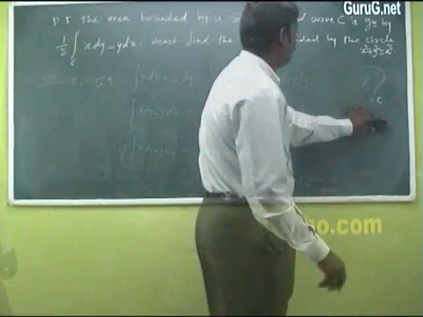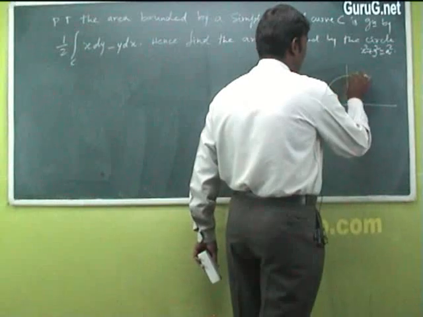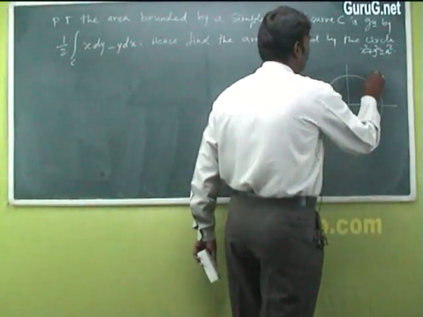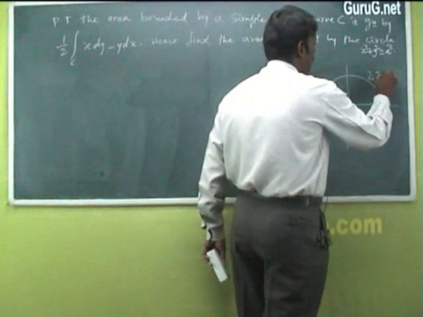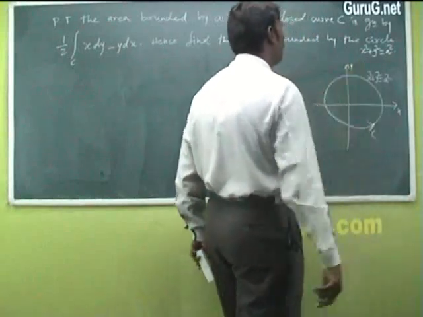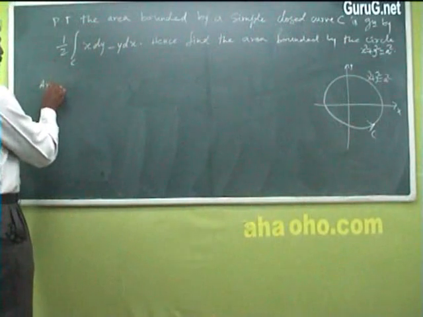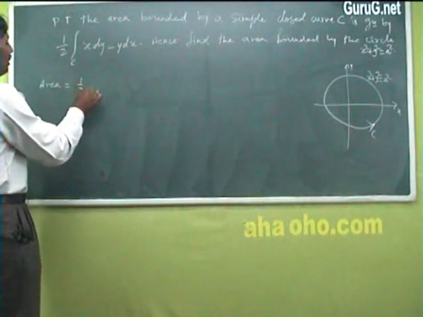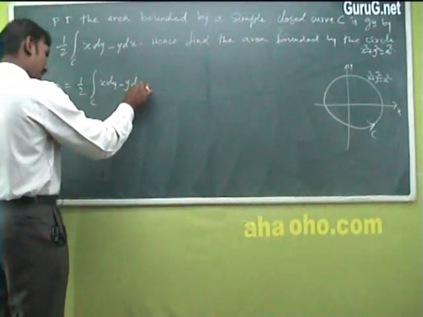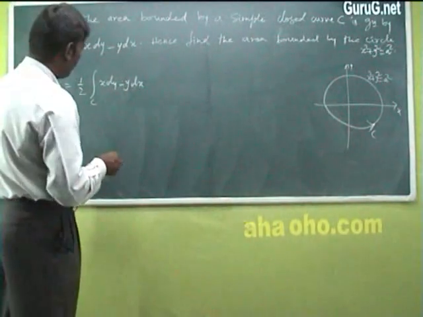So x square plus y squared equal to a square is a circle with center origin, radius a, right? So this is C. This one is x square plus y squared equal to a square, with the x axis and y axis. Then area equal 1 by 2 into integral over C x dy minus y dx.